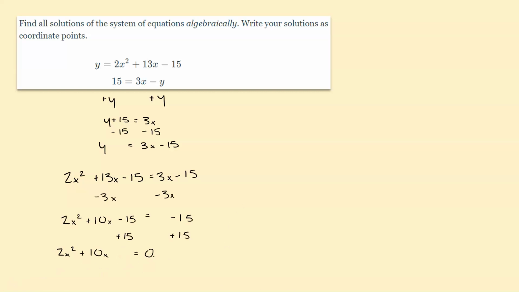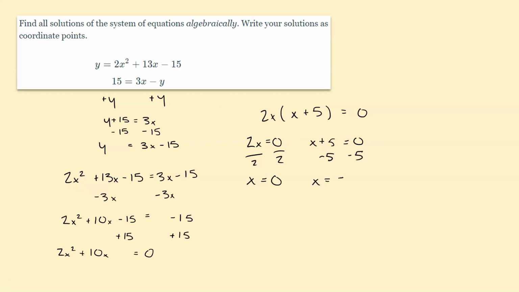Here we don't need to do an AC-B tree because we don't have a C value. The C value is eliminated. So here we can just do a GCF. 2x would be the GCF of this. So we'd be left with x plus 5 equals 0. So we set our two factors equal to 0 separately and solve them for our x separately. So we get x equals 0 and x equals -5. So that is half of our answer.